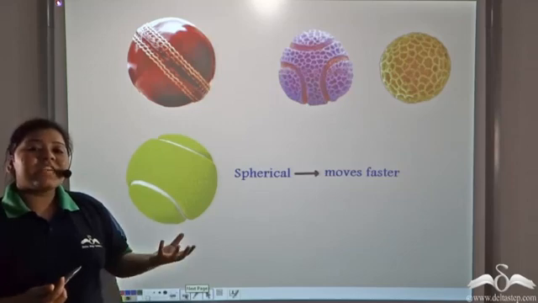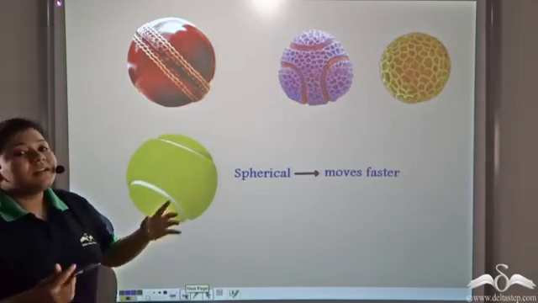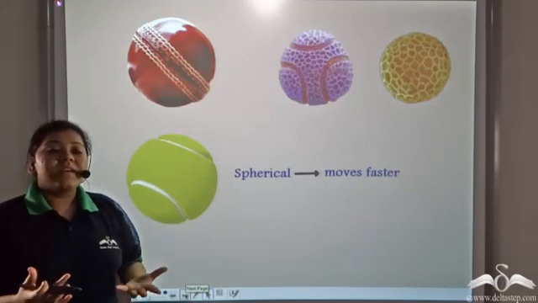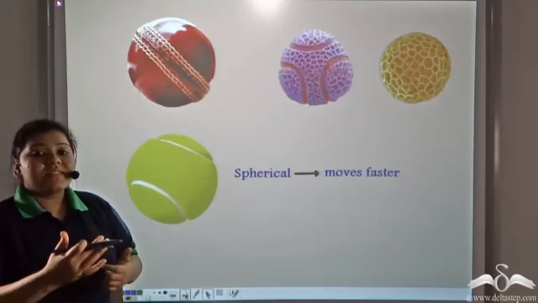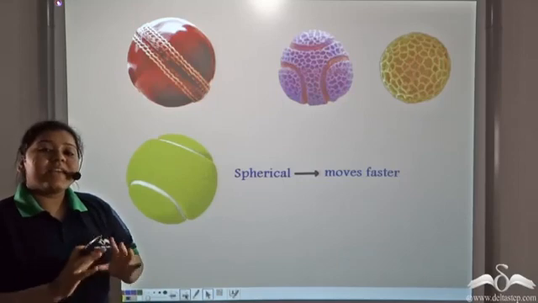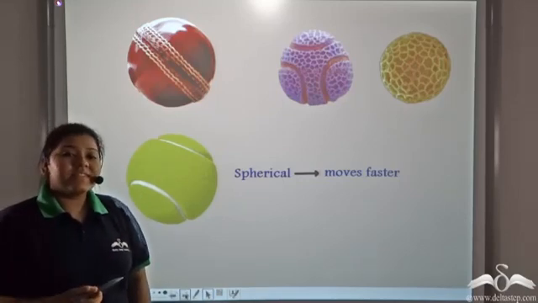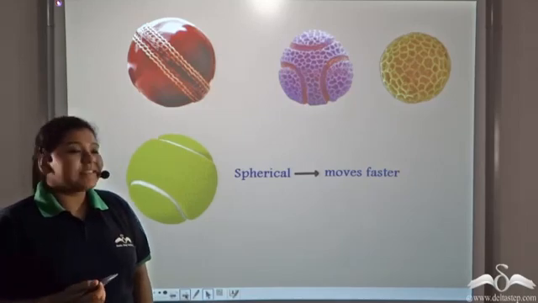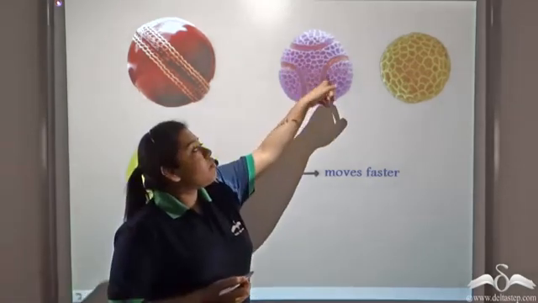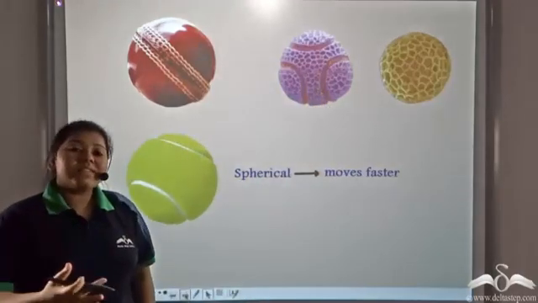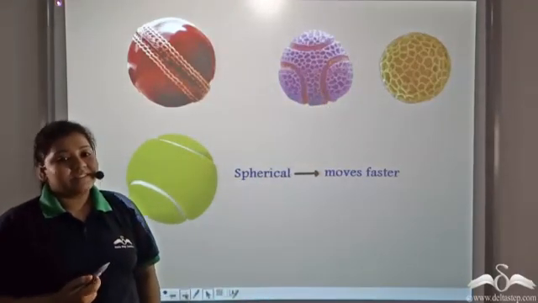Now, why is a cricket ball or a tennis ball spherical in shape? Well, spherical balls are faster. They move faster than any other shaped balls. That is the reason anemophilous flowers have spherical pollen grains like these, so that they can move faster through the wind.